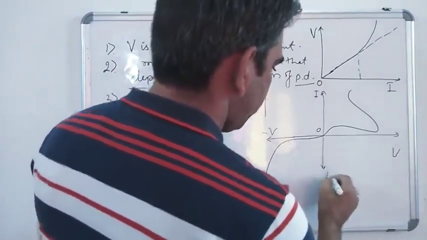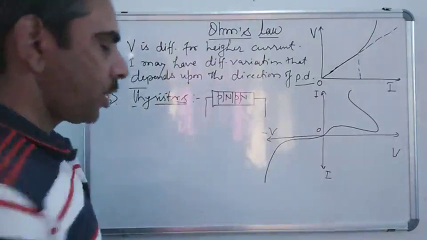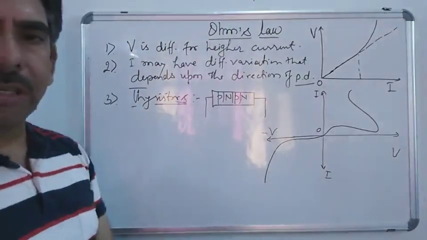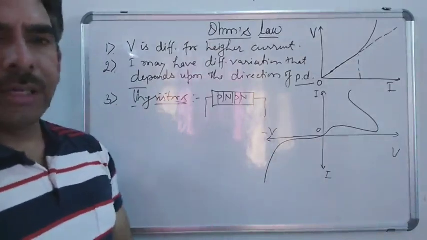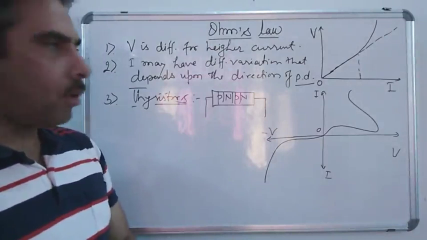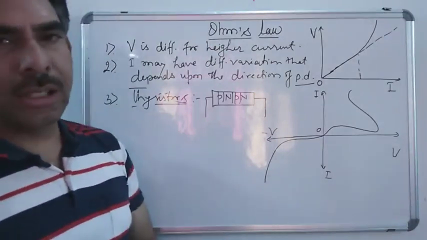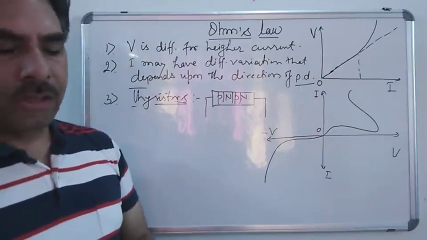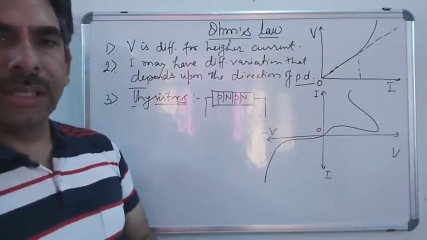So this is how the variation between current and potential takes place in different situations, and in all these situations Ohm's law is not valid. Because Ohm's law is not valid in all kinds of materials, conductors or semiconductors we make use of, we cannot say that Ohm's law is a universal law. So that is all about Ohm's law and the resistance.